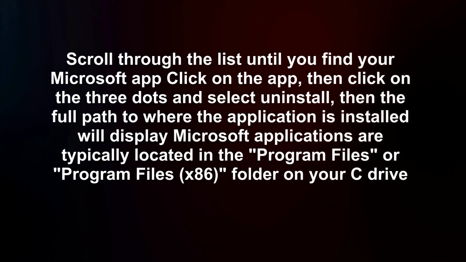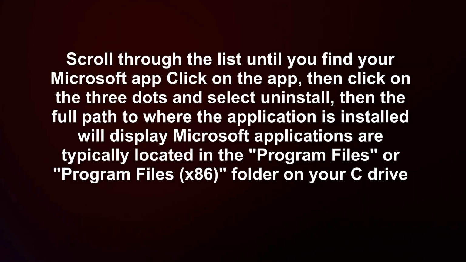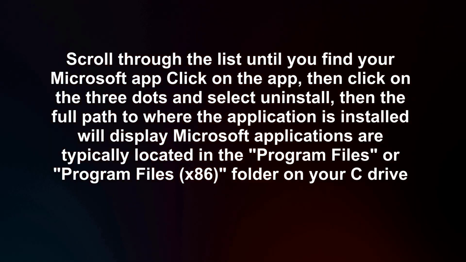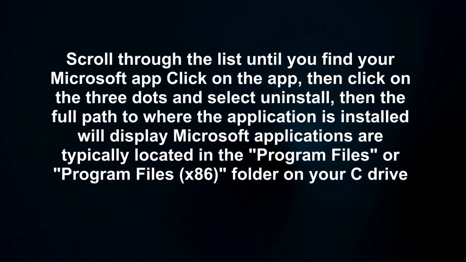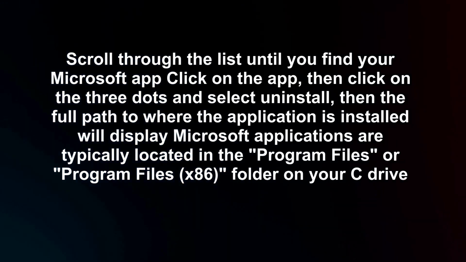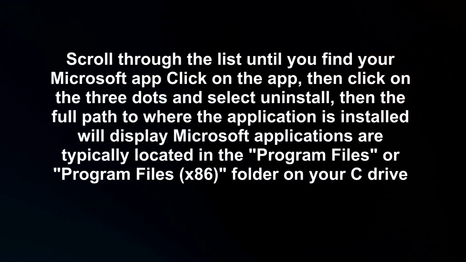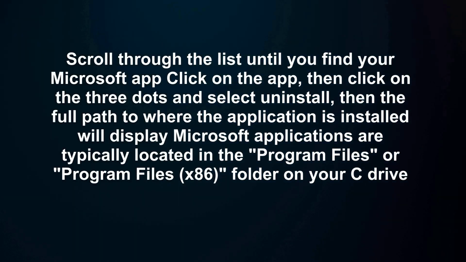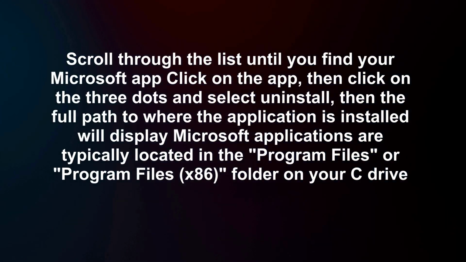Scroll through the list until you find your Microsoft app. Click on the app, then click on the three dots and select Uninstall. Then the full path to where the application is installed will display. Microsoft applications are typically located in the Program Files or Program Files x86 folder on your C drive.